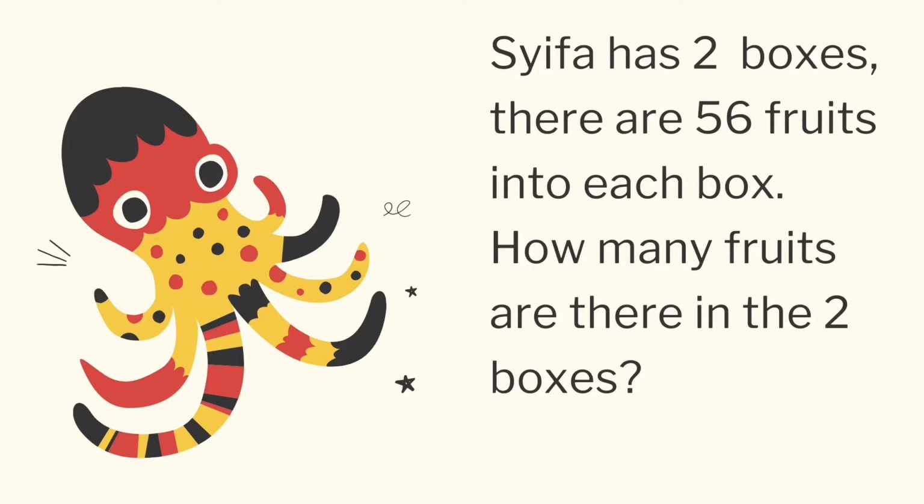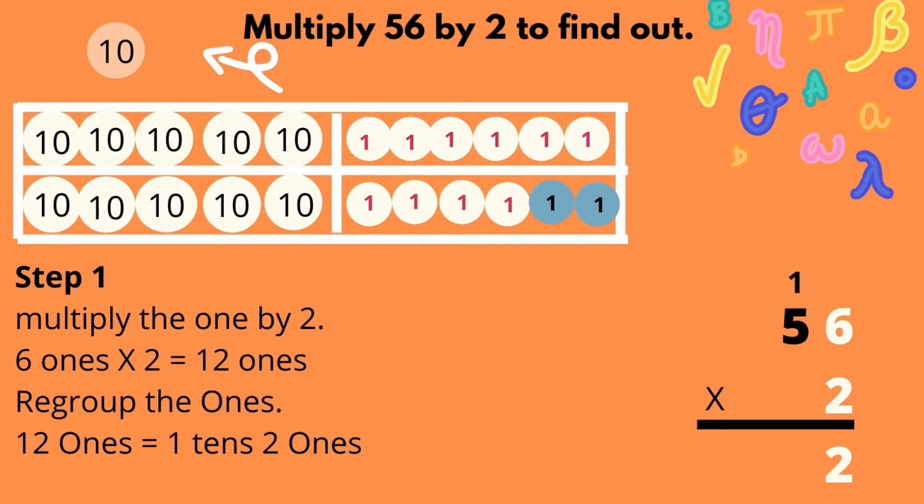Next example is, Shiva has 2 boxes. There are 56 fruits in each box. How many fruits are there in 2 boxes? Next, multiply 56 by 2 to find out. Step 1, multiply the ones by 2. 6 ones times 2 is 12 ones. Regroup the ones. 12 ones is 1 ten, 2 ones. Puluhannya kita simpan dan kita taruh angka 2 di bawah angka 2.